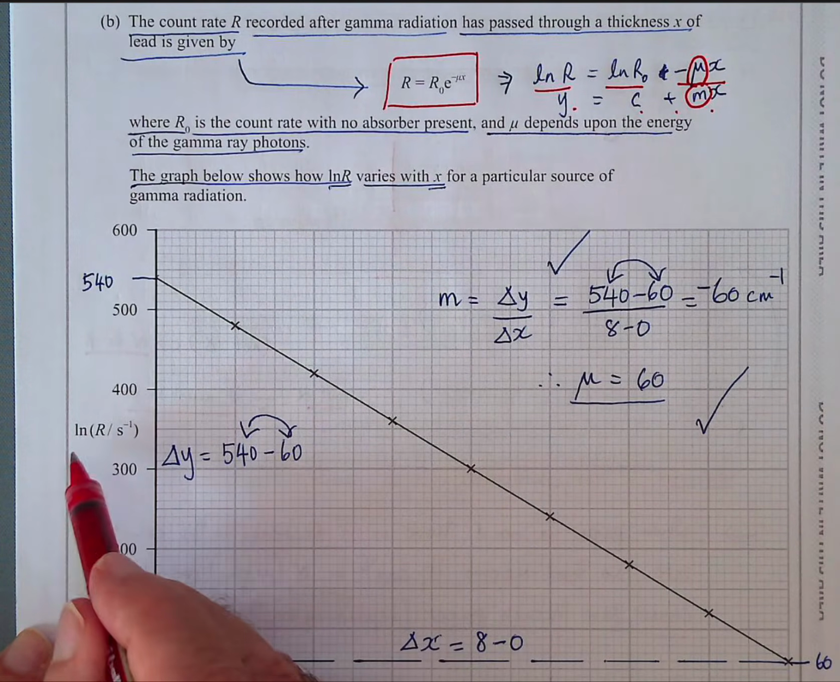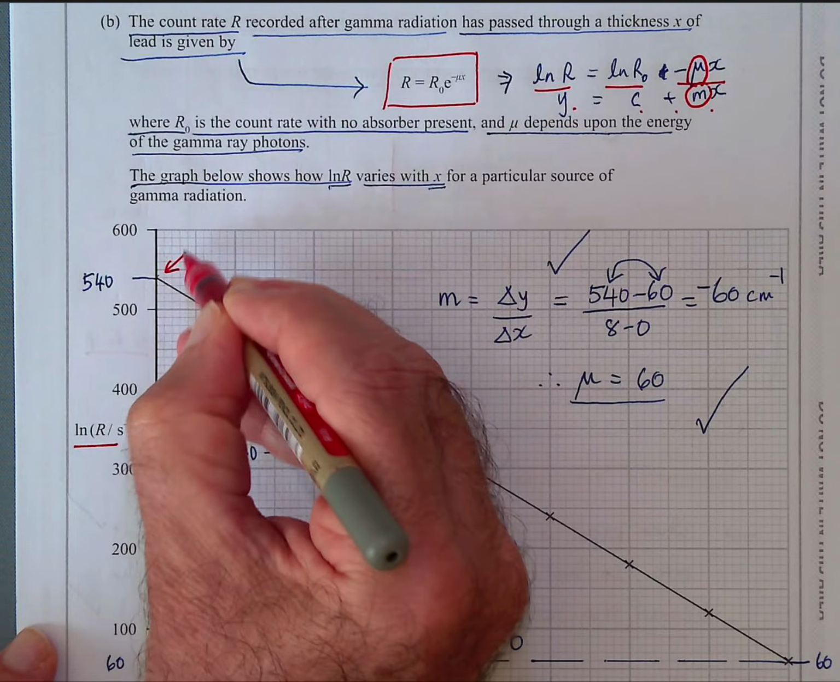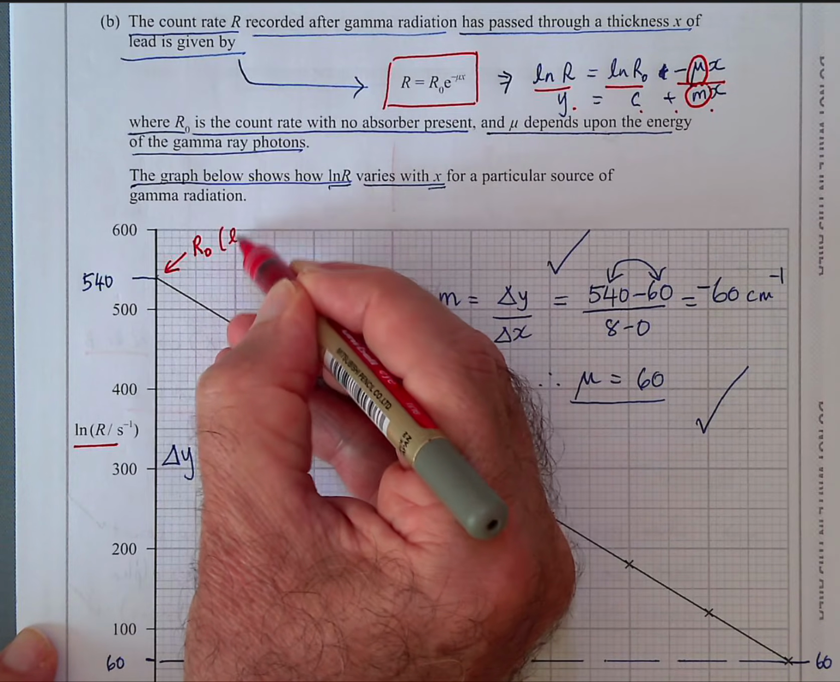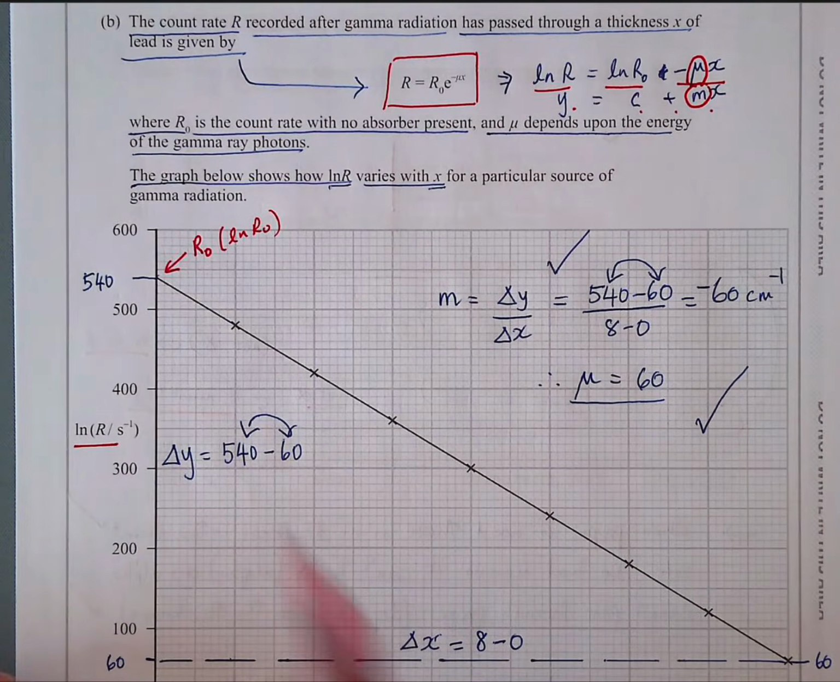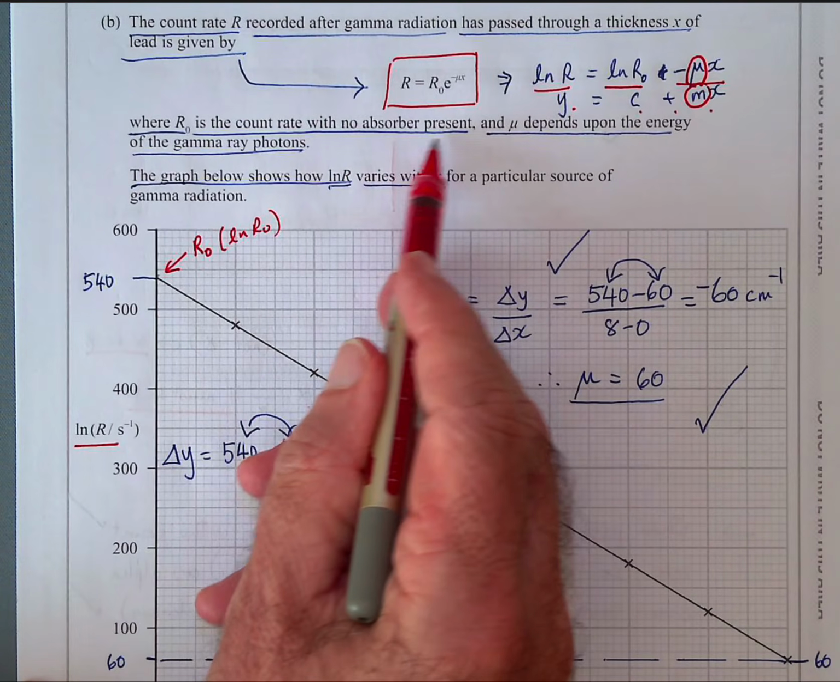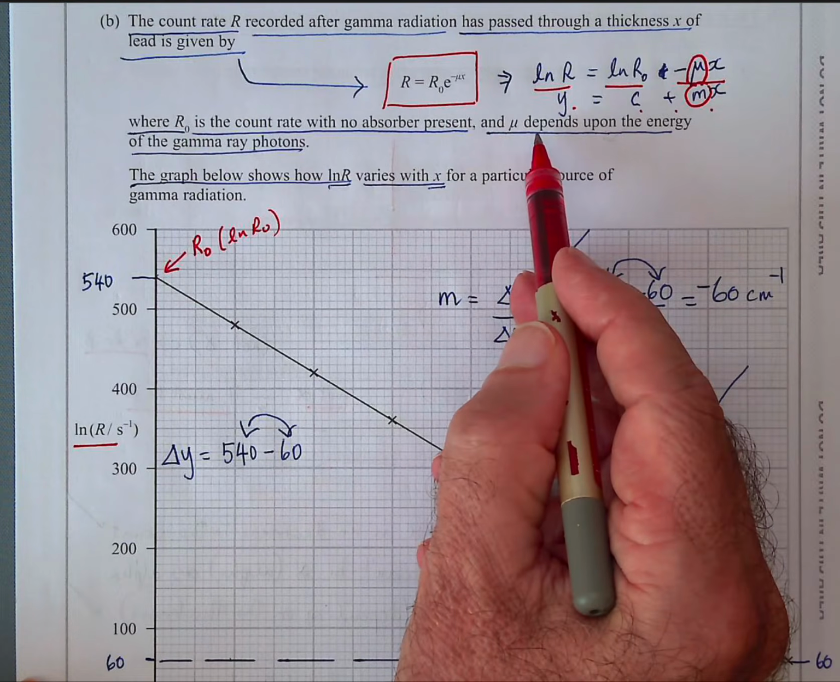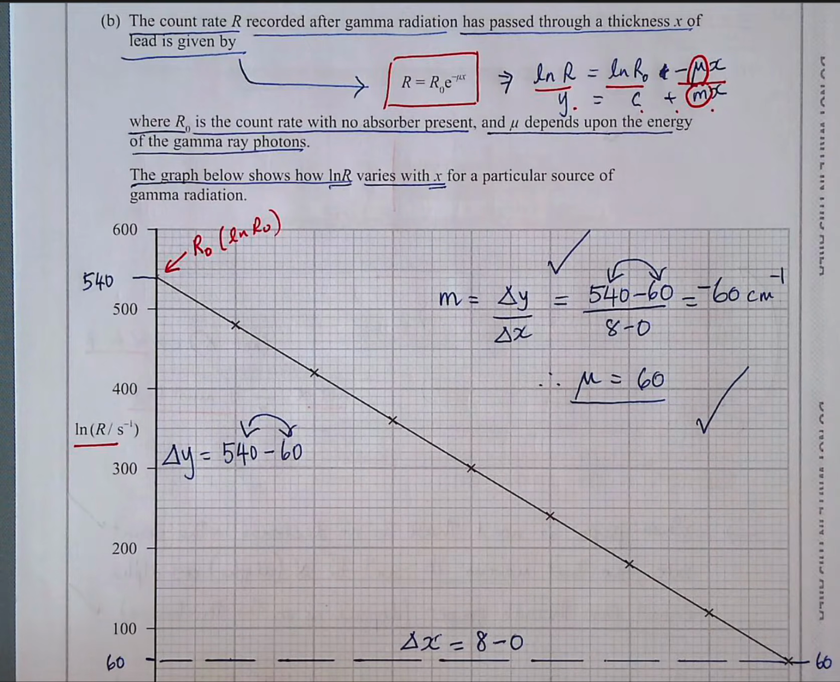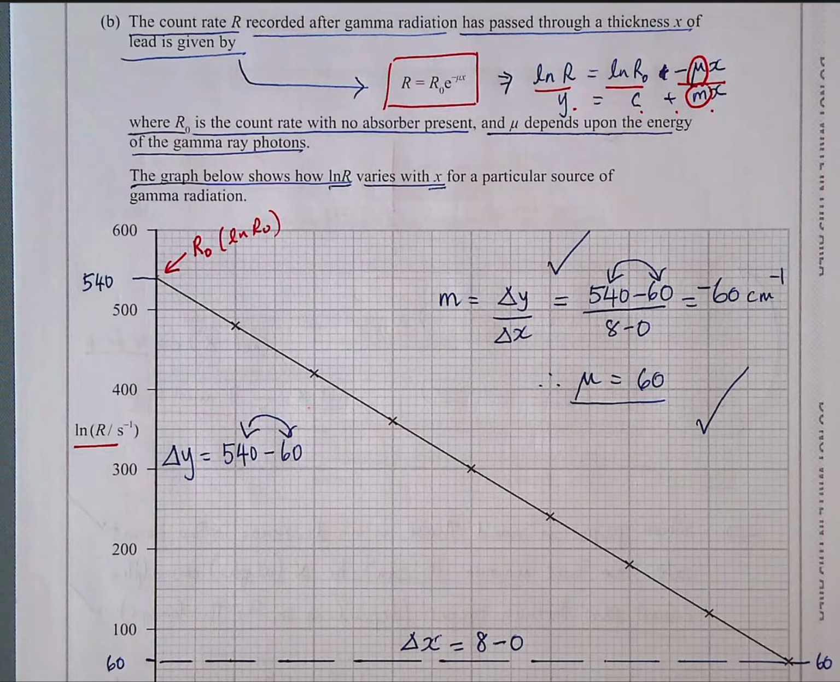So they've already done a log graph. They've put ln R on the y-axis, and that's where you can find out what R naught is, because it's the log of R naught, given as 540. R naught is the count rate with no absorber present, so that's the maximum count rate, and mu depends upon the energy of the gamma ray photons. So it's the constant of absorption, if you like. The graph below shows how ln R varies with x, as I've explained, for a particular source.